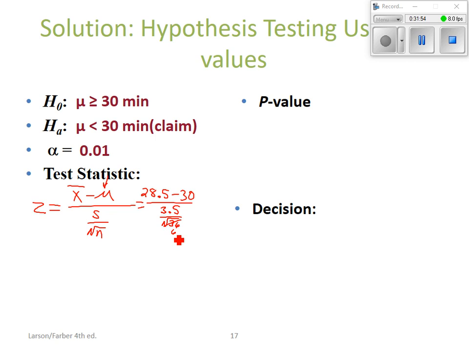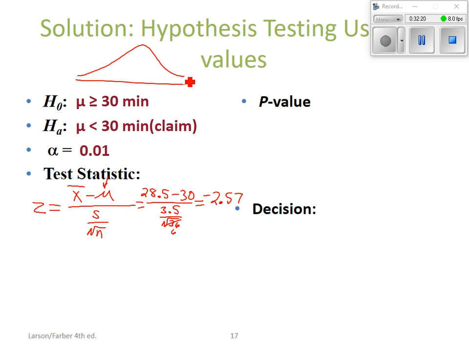I got negative 2.57. Yeah, that's what I got. So that's our Z. Once we find our Z, we take our chart, we look up that number to find the area, negative 2.57. So we're on our little graph here, and you should always draw your graph.